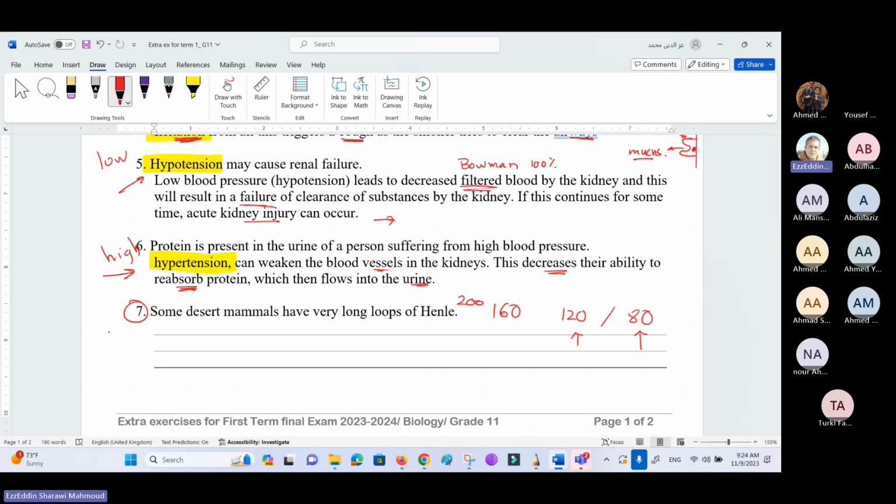Question 7. Some desert mammals have very long loops of Henle to help reabsorb needed water again.